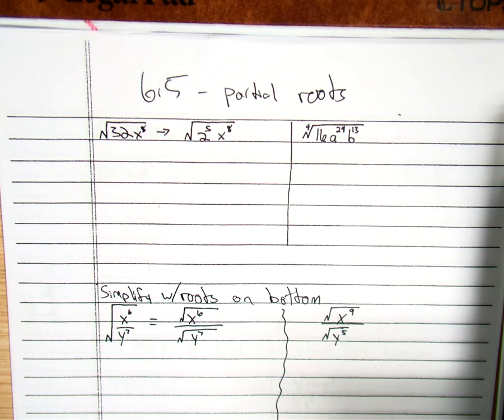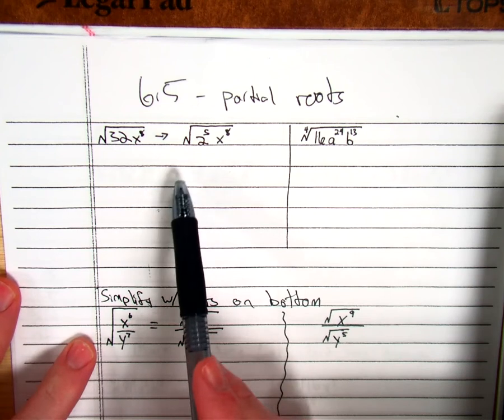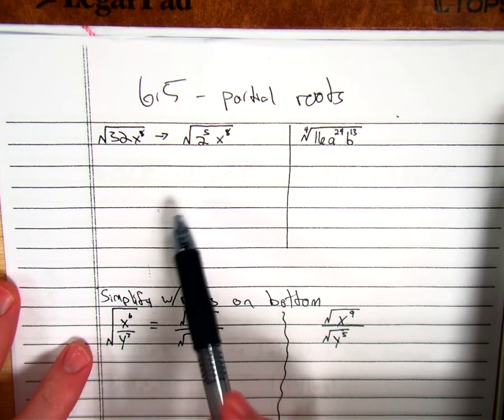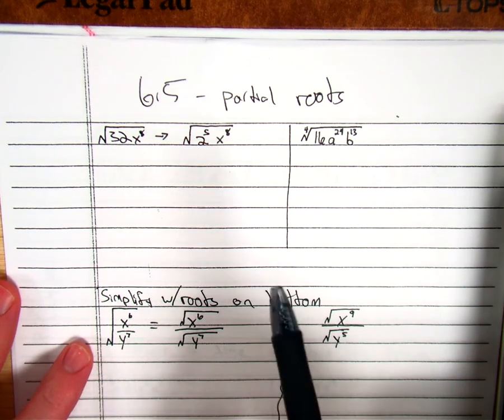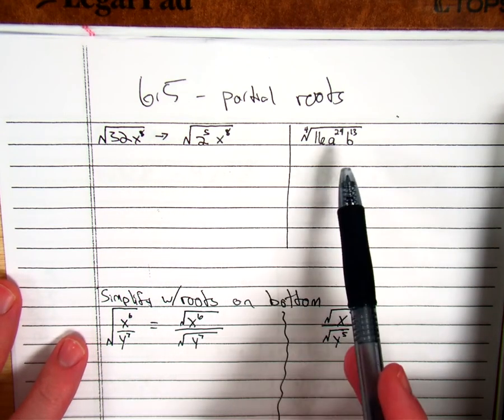What's up, Algebra 2? Here we are, 6.5 day 1, partial roots. Continuing on from yesterday's work with roots that always seem to work out nice. Okay, they don't always work out nice. Here we are with partial roots.